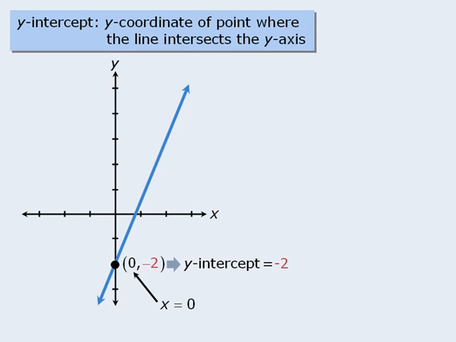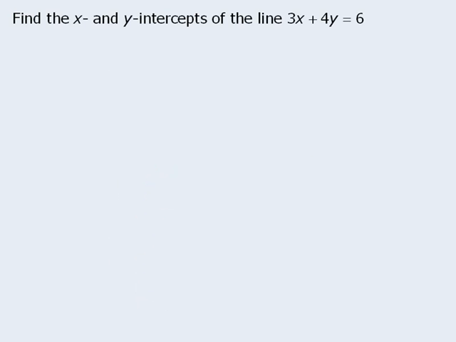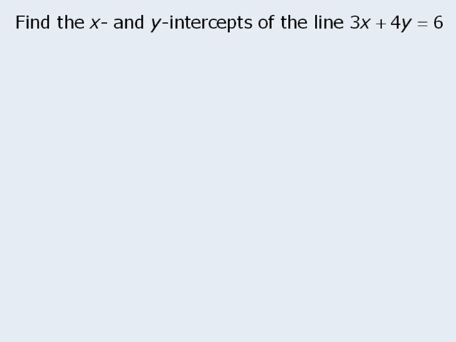We're now going to apply this property as we find the x and y-intercepts of the line defined by the equation 3x + 4y = 6. Let's find the y-intercept first. To do this, we will use the fact that when a line crosses the y-axis, the x-coordinate is 0 at the point of intersection. So if we let x equal 0, we can take the equation of the line and plug 0 in for x to find the corresponding value for y.